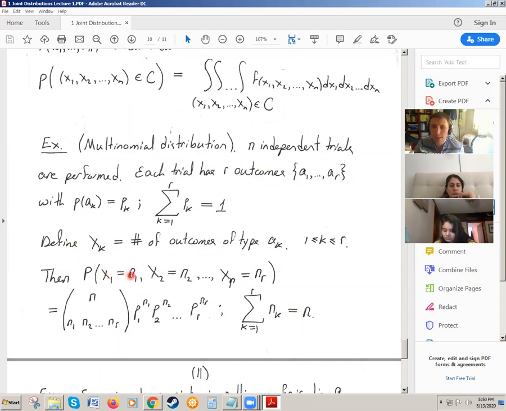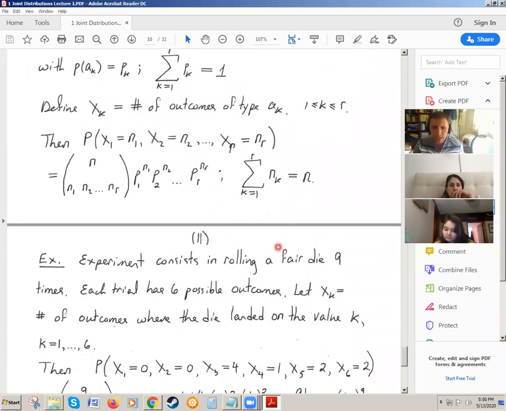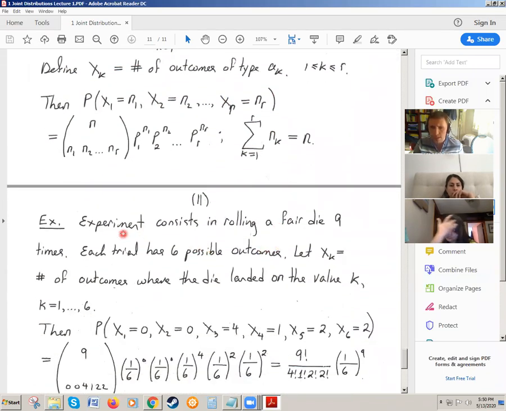So how many times did an outcome of type 1 occur? How many times did an outcome of type 2 occur? All the way, how many times did an outcome of type R occur? So if this sounds very abstract, it shouldn't. Imagine that we take a fair die and we toss it 9 times. Each toss is independent, okay? So the number of outcomes here is 6 for each trial, right? So each particular outcome has probability 1 over 6.